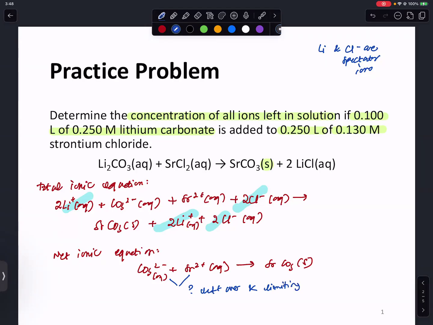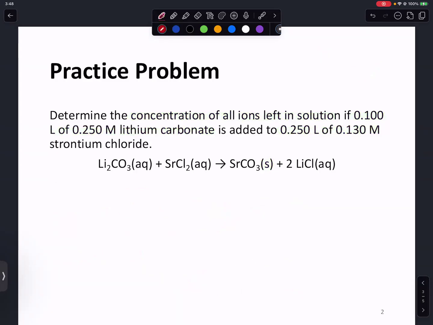Now, let's start with the easier portion, which is calculating the molarity of the spectator ions, lithium and chloride. The source of lithium is lithium carbonate, and the source of chloride is strontium chloride. We can determine the concentration of these ions left over from the initial concentrations given to me in the question right here.